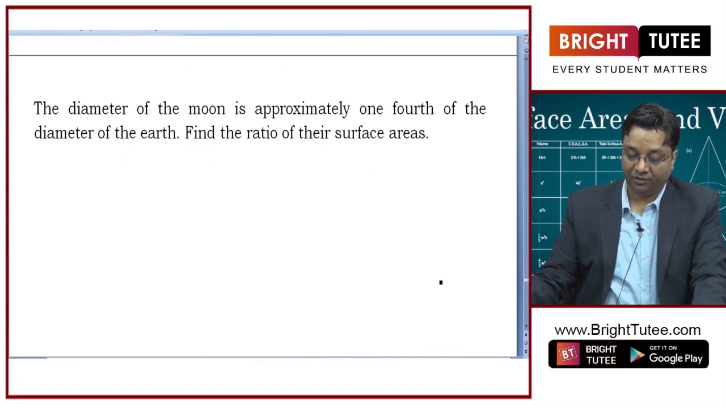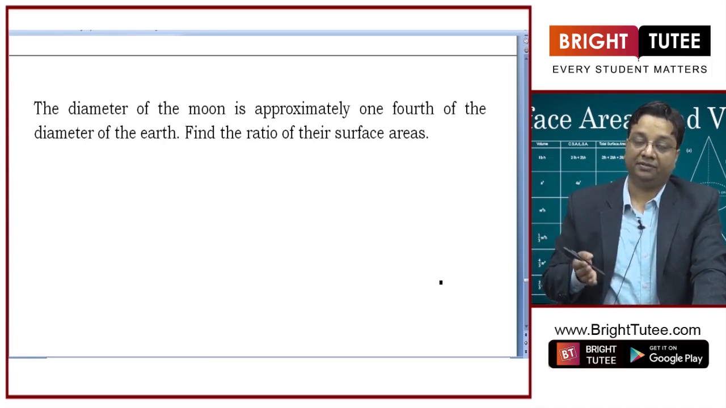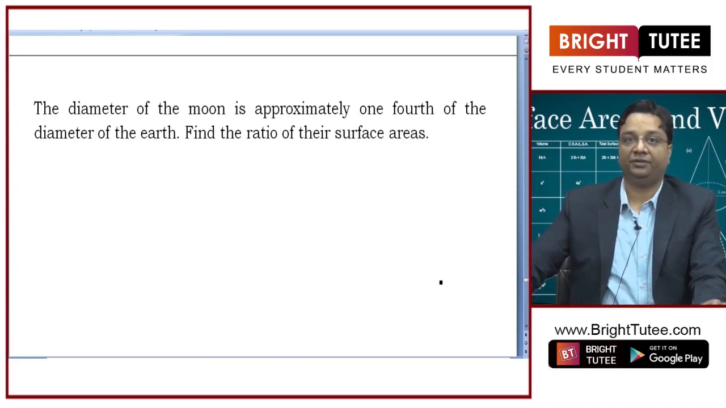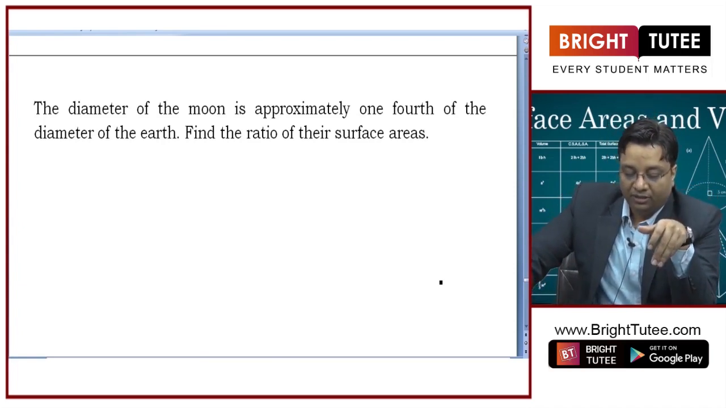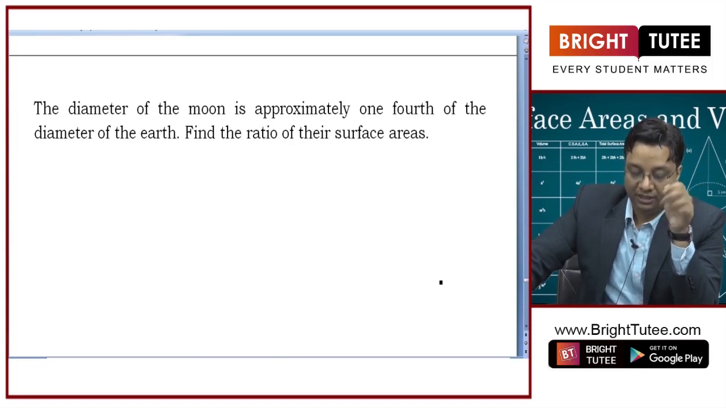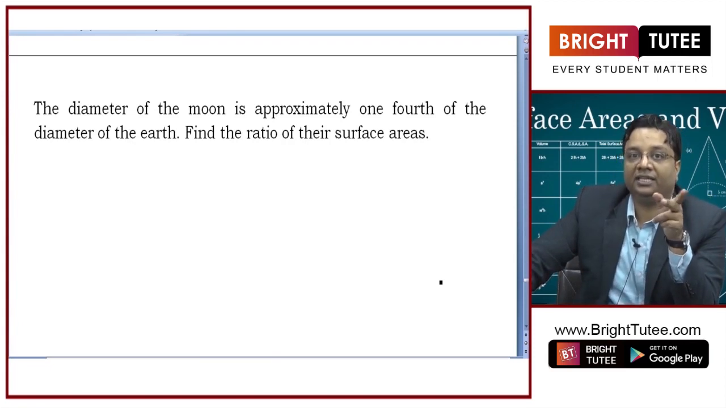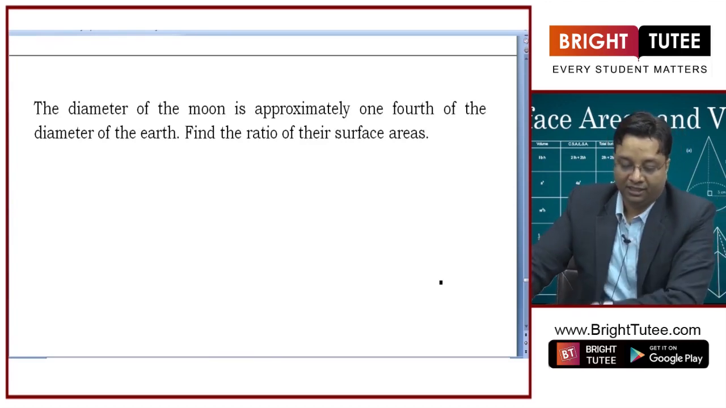Now diameter of the moon is approximately 1/4 of the diameter of the earth. Find the ratio of their surface areas. As I have discussed this kind of question in previous questions also. Now diameter of moon is approximately 1/4 of the diameter of earth. So the radius of moon will be 1/4 of the radius of earth, and if the radius is 1/4, the surface area will be 1/16, right, that we discussed earlier.